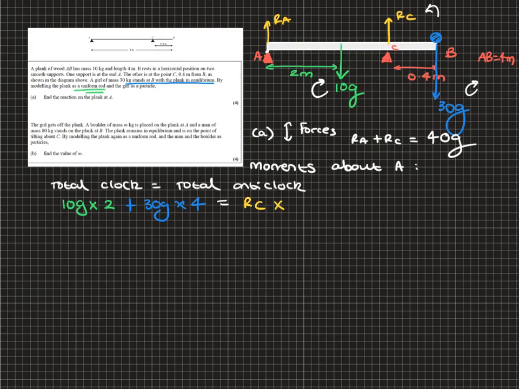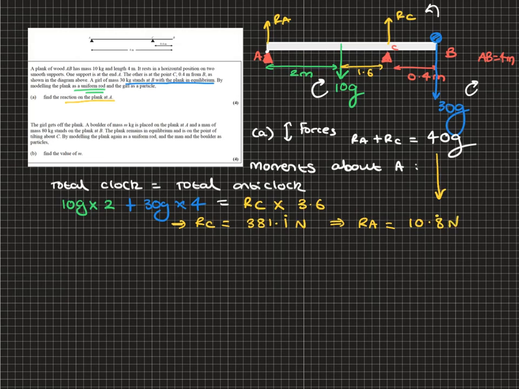now this measurement over here has got to be 1.6, so the distance between RC and RA, or the distance between C and A, is 3.6. So from here we can calculate RC to have a value of 381.1 recurring newtons, but we wanted to find the reaction on the plank at A, so this means we need to use this equation here to calculate RA, and that equals 10.8 recurring newtons.